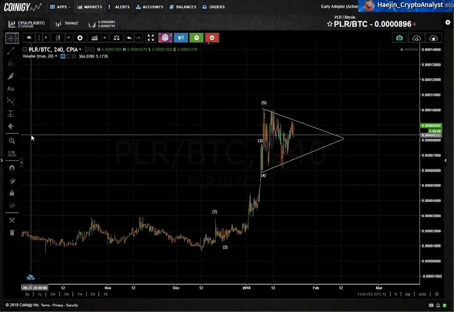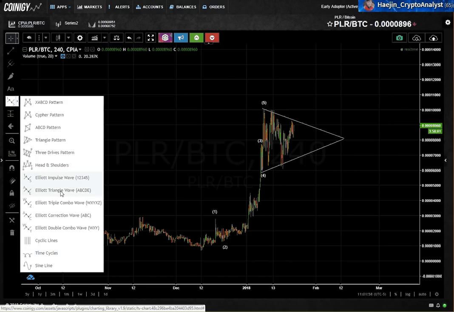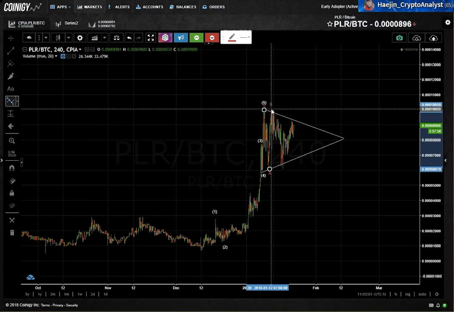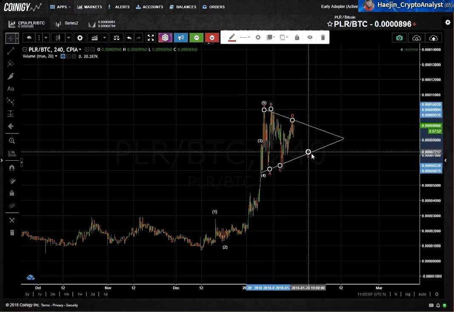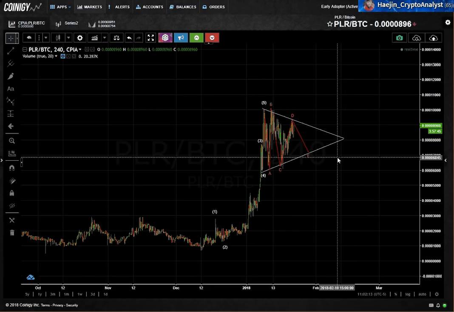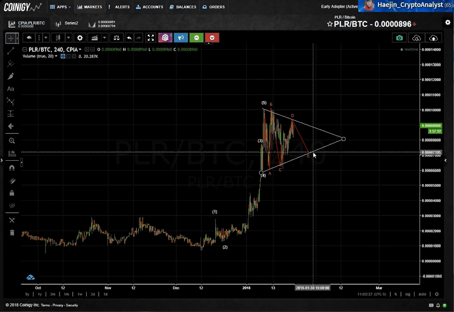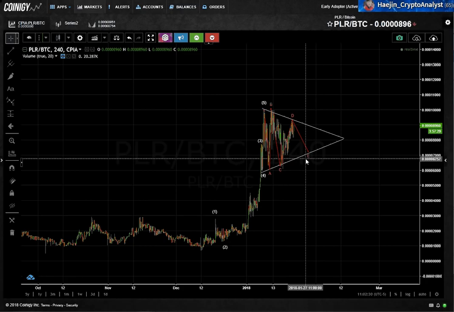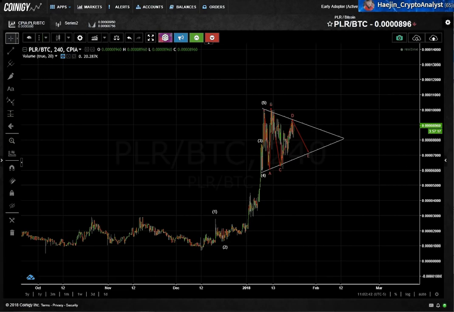And that'll be A, B, C, D, and E. And that A, B, C, D, E will mean that there could be one more low coming, not a lower low. That means A, B, C, D, E, we could touch here, and then it could take off. Now this is to the BTC pair Pillar.